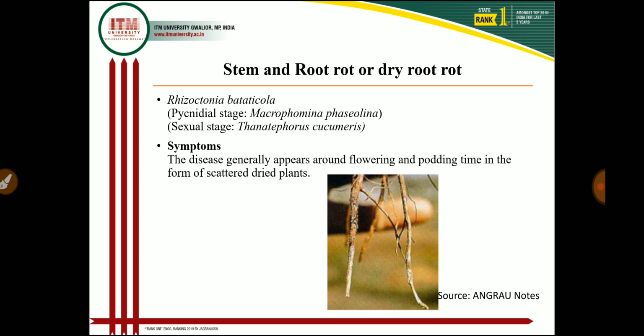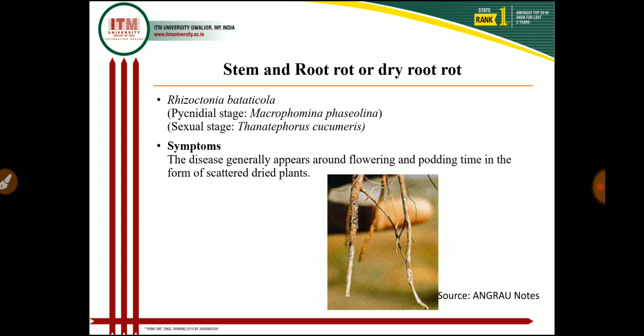So if the roots are affected, then translocation of the water is also reduced, and due to the deficiency of water in the upper portion of the plant, sometimes the plant dies because of the shortage of water.